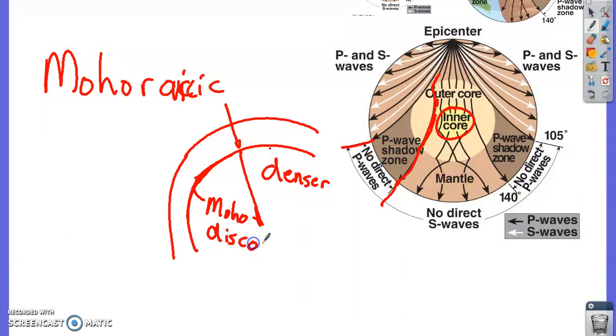In other words, this is not continuity. There we go, let me get that spelled right. Discontinuity. The idea is that something's happening here and it's not continuous. It's not just acting the same. Something changes here. That's called the Moho, which is better than Mohorovičić discontinuity. And that just means it got denser here.